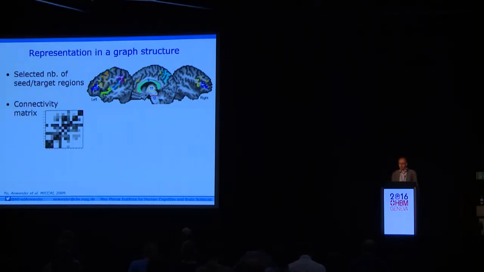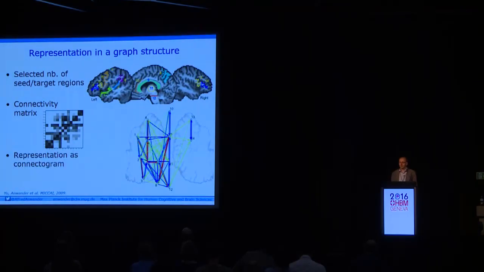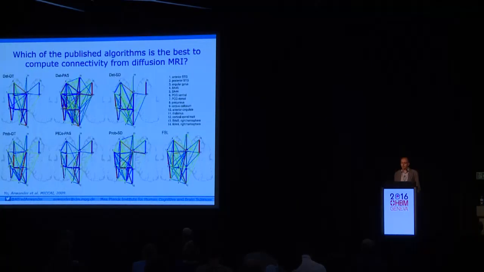And we looked at the connectivity matrices computed with the different methods, and also represented the data as a connectogram, showing the connection strength in such a network representation, where you see the left and right hemisphere and the mid-sagittal areas, and the connection strength between them, color-coded: red is very strong connection, blue is medium, green is weak, and absent is not shown.